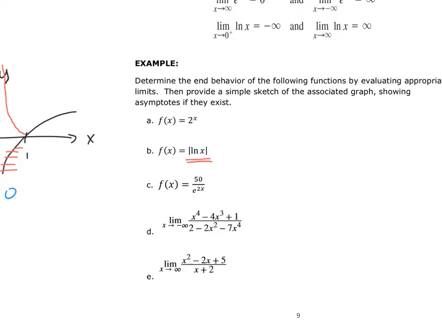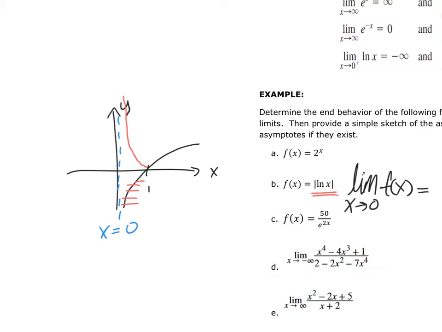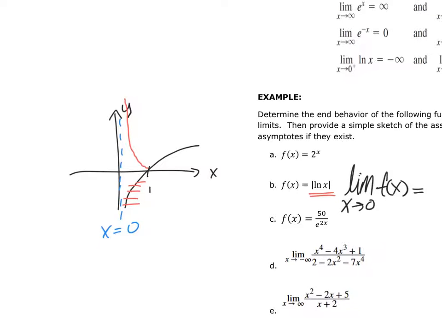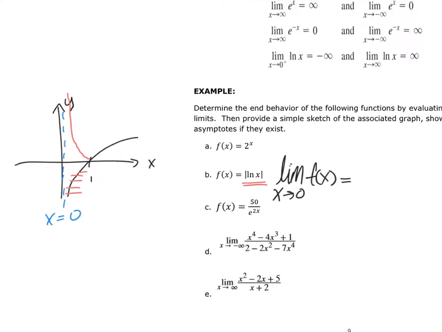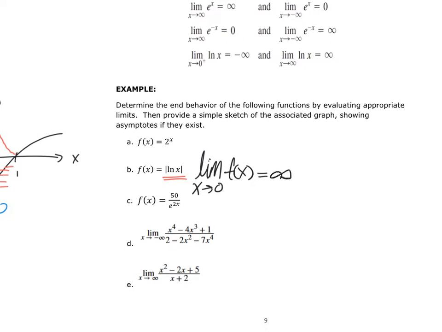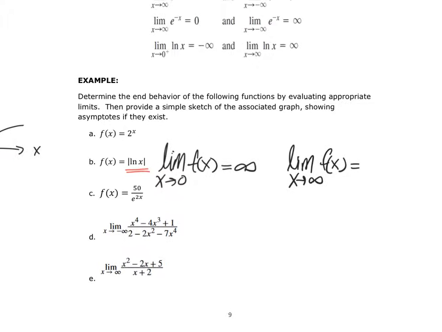So on B, you would do the limit as x goes to 0 of my function. And looking at my graph, where does that go? It goes to positive infinity. And then the limit as x goes to infinity of my function, where does that go? It also goes to positive infinity.